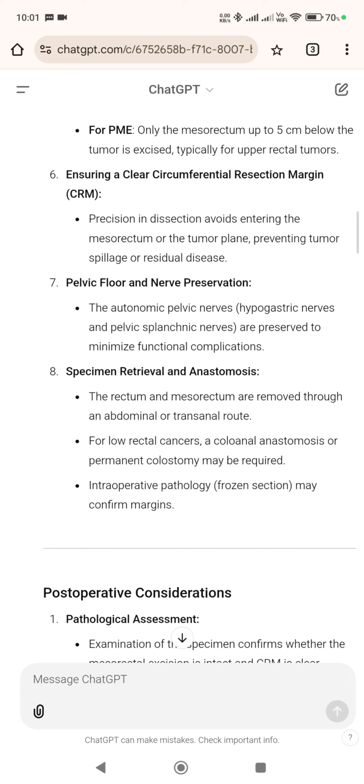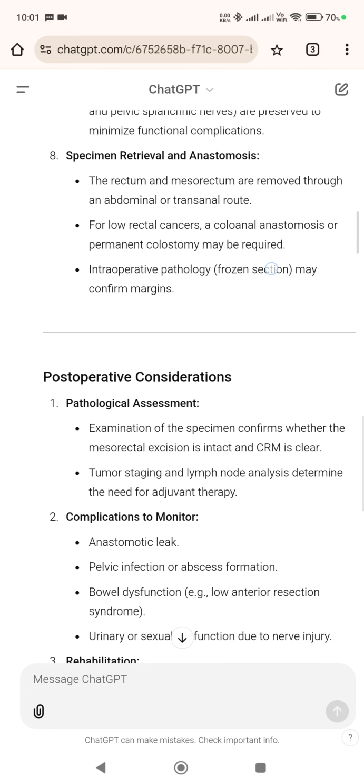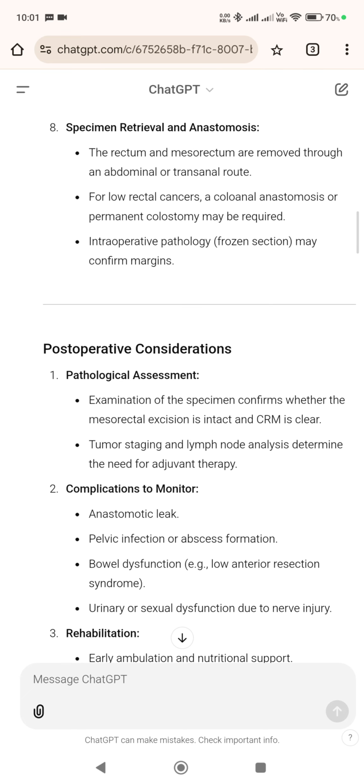8. Specimen retrieval and anastomosis. The rectum and mesorectum are removed through an abdominal or transanal route. For low rectal cancers, a coloanal anastomosis or permanent colostomy may be required. Intraoperative pathology (frozen section) may confirm margins.